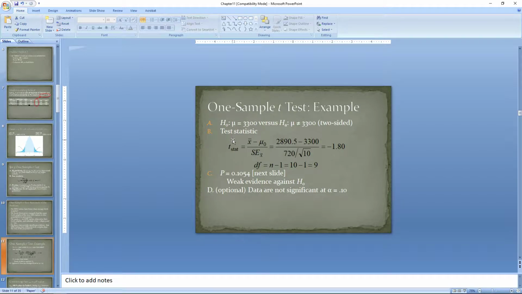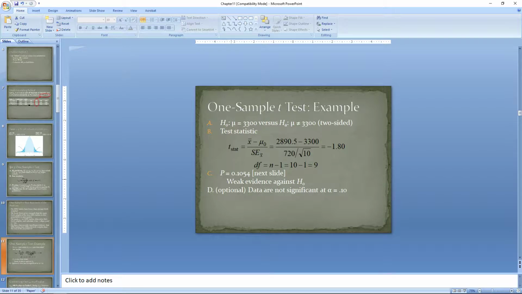For our test statistic, we set up our numbers in our formula. So we get 2,890.5 minus 3,300, divided by the standard error, which is going to be 720 divided by the square root of 10, and we're going to get a negative 1.8 value. Please note, though, in the back of the book on the t-table, there were no negative values, so you're always going to take the absolute value of it.